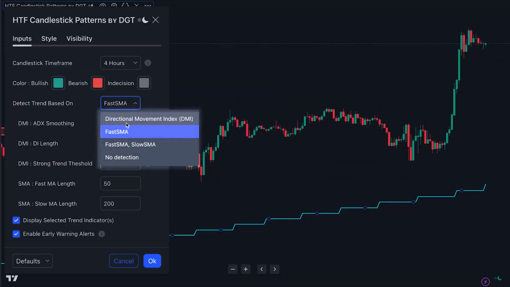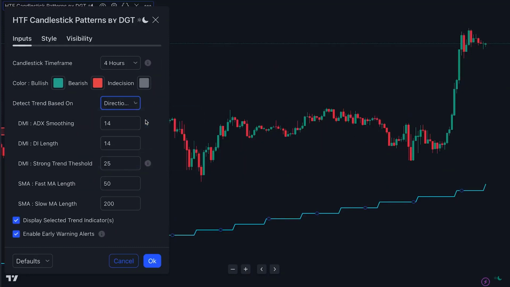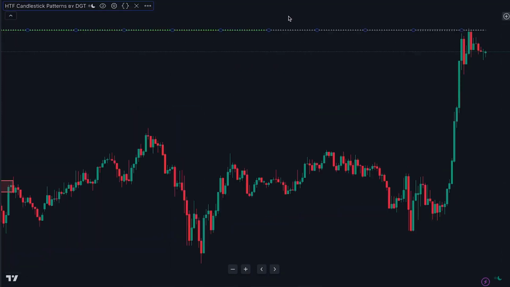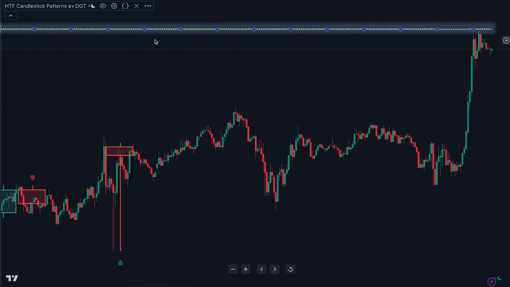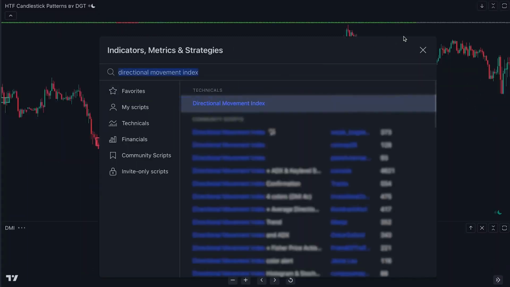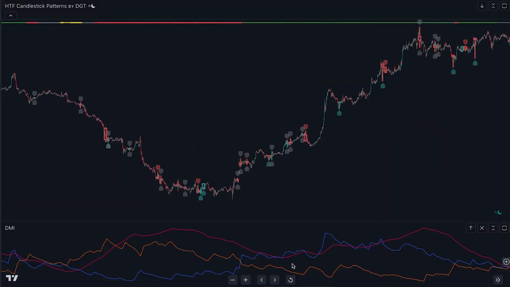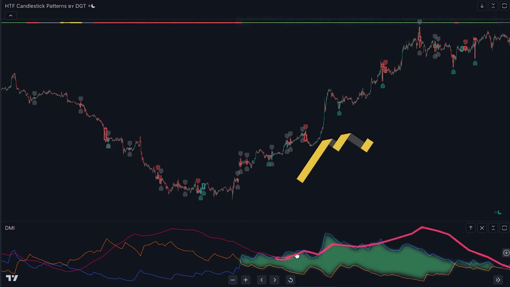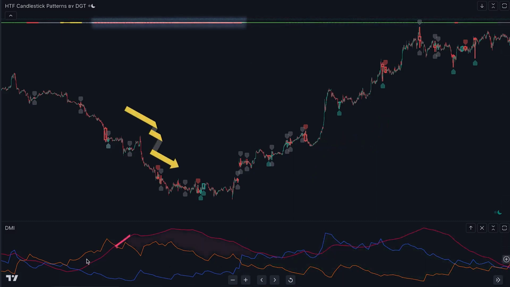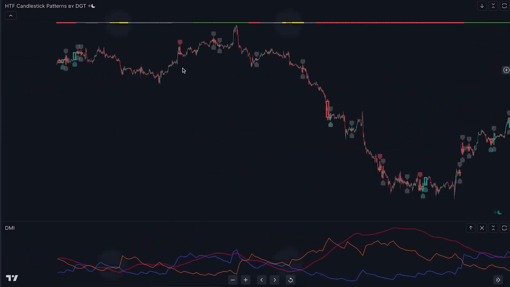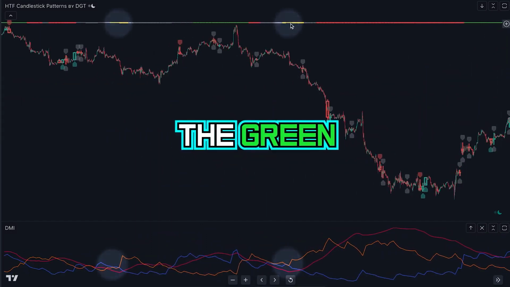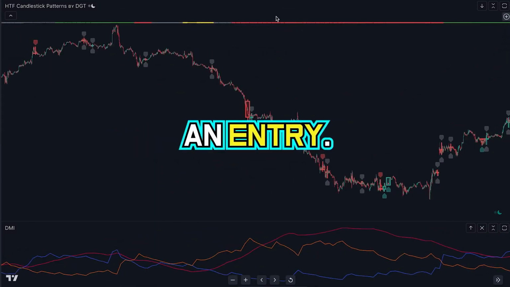Moving on, we also have the option to use a directional movement index. When selected, this will plot a line above the chart to indicate where is an ideal location to seek bullish or bearish patterns. If we add the regular directional movement index to the chart and also change the time frame to the 4-hour, we can see how the trend detection correlates. When green is plotted, this indicates a strong bullish trend and the ADX line is above 25, and when red, this indicates a strong bearish trend and the ADX line is above 25. If the plot is yellow, these areas have a weaker trend. The green and red zones are the ideal areas to seek an entry.